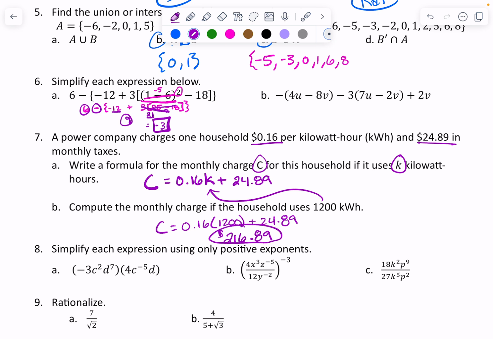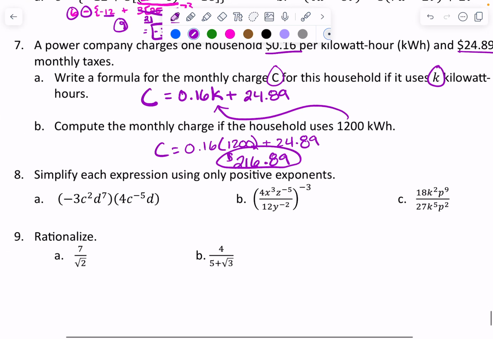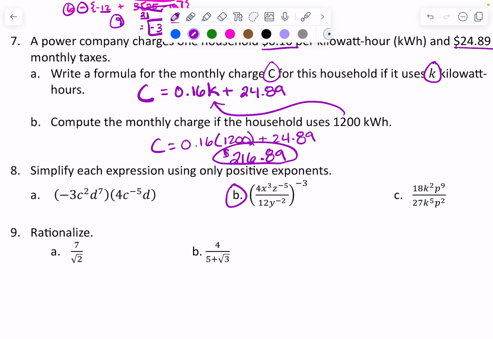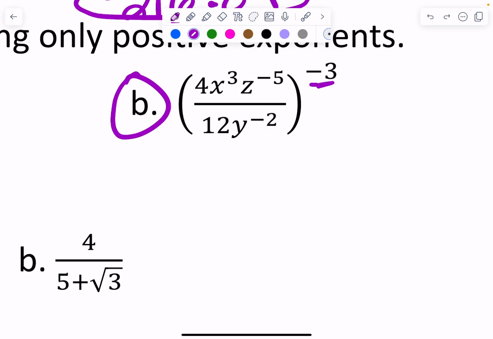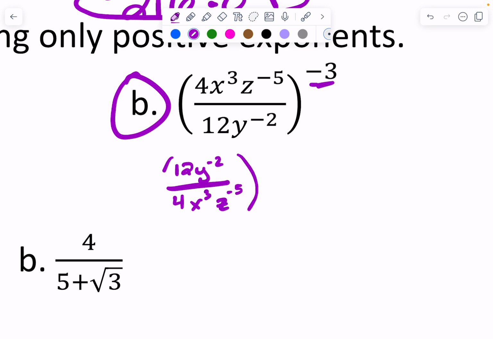Okay. Let's do B, because B is going to be kind of gross just because of this exponent right here. So that negative exponent, I want to fix him first. And the only way I can fix that negative exponent is if I flip this whole thing around. So if I flip it, I'll zoom in here. I'm going to flip and make this 12y to the negative 2. Don't worry about the fact that those are negative. I'm not going to worry about that for right now. I'm just worried about the negative 3 on the outside. So if I flip that, it becomes a positive 3.